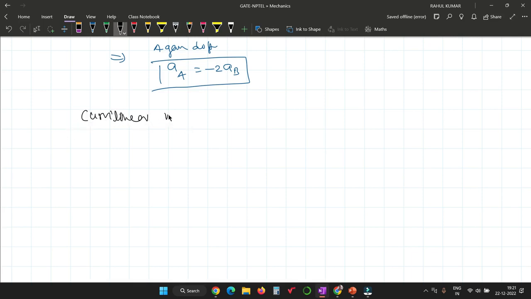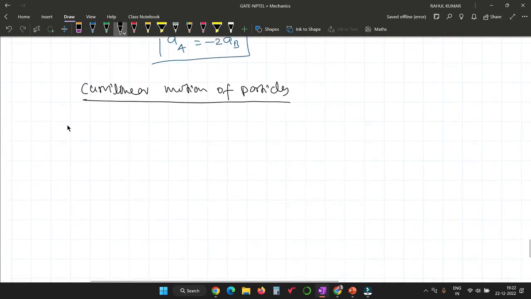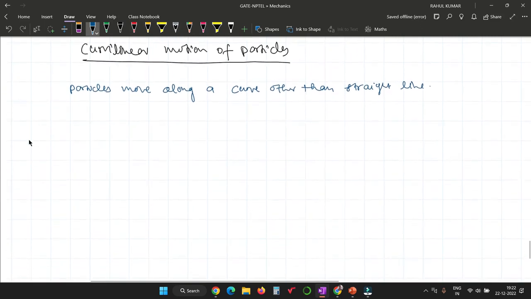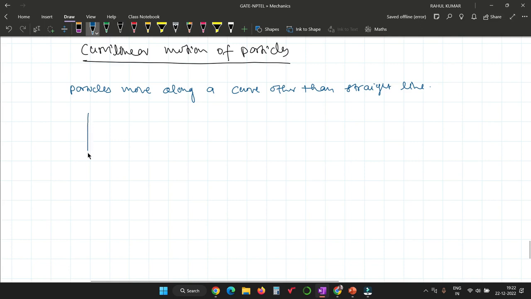Curvilinear motion of particle. Okay, so what is curvilinear motion? Particles move along a curve other than a straight line. Okay, so that type of motion is called what? Curvilinear motion.